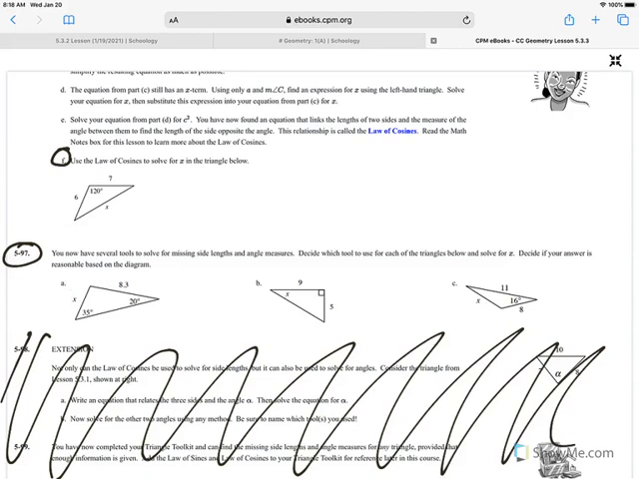So problem F says to use the law of cosines to solve for x in the triangle. I'm going to pause this, and I want you guys to go ahead and try that on your own. When we come back, we're going to check it together.